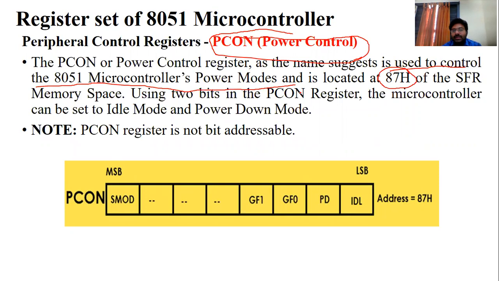Of this 8-bit register, ideally you are using only two bits, one for idle mode and the other for power down mode. Bit 0 is used for idle mode, and bit 1 is used for power down mode. One important point: PCON is not a bit addressable register.